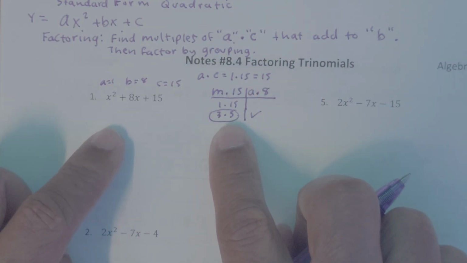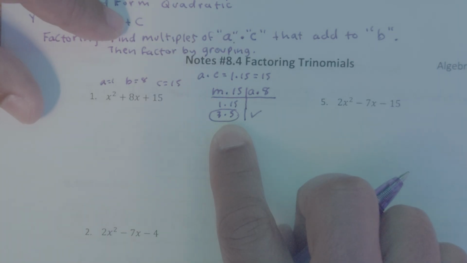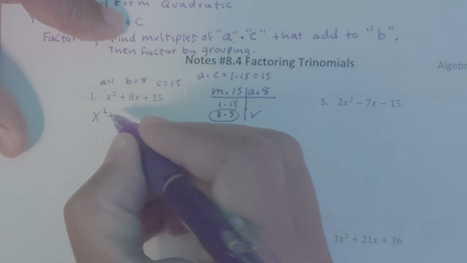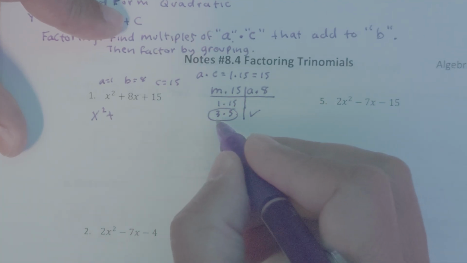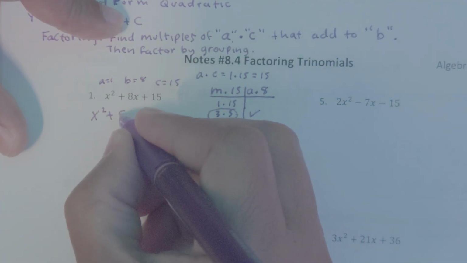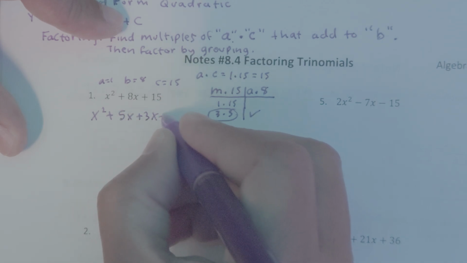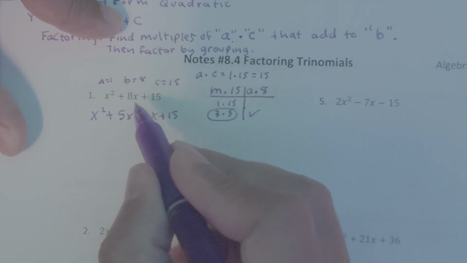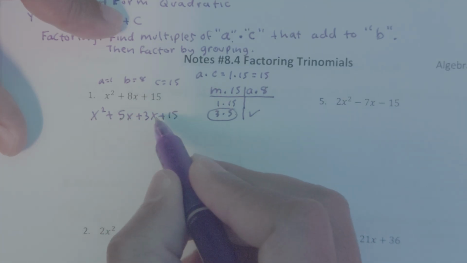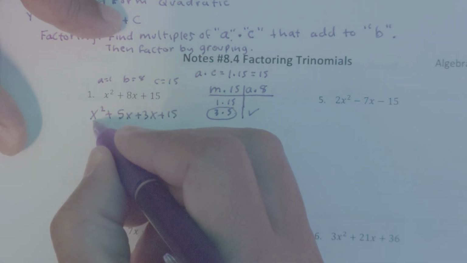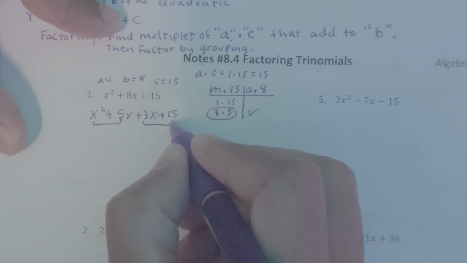So when we find the multiples that work, then we do factoring by grouping. What I'm going to do is write down x squared, plus I'm going to split up 8x as 3x and 5x. So I'm going to group the 5x with the x squared and then plus 3x plus 15. Notice all I did was split up the 8x into 5x plus 3x, which when I add them, give me 8x. This is group 1 and this is group 2.